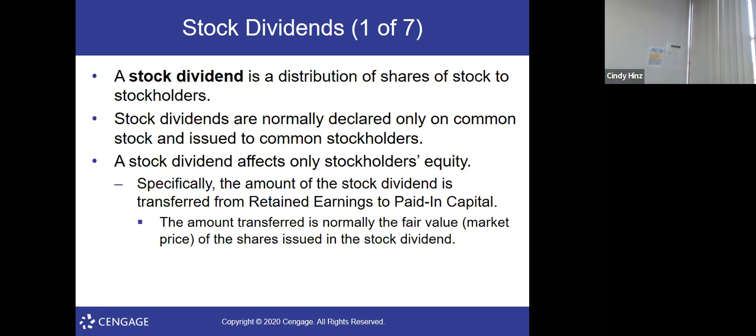Now, as you can see on this slide, stock dividends are typically only declared on common stock and issued to common stockholders. As I said, what would happen is the board of directors would decide how big a stock dividend they want to declare. And it could be, say, a 10% stock dividend. So if you had 10 shares prior to the declaration and distribution of that stock dividend, now you'd have 11. If you only had one share, you'd now have 1.1. You'd have 1/10 of another share.